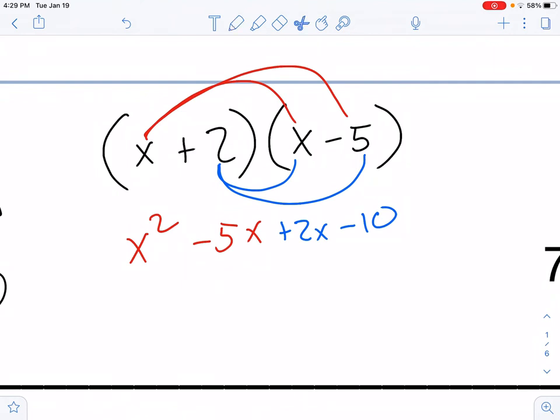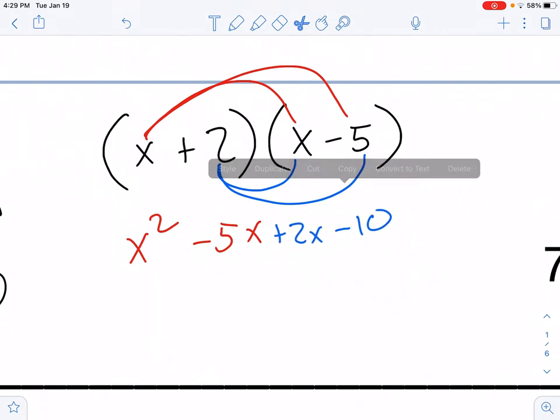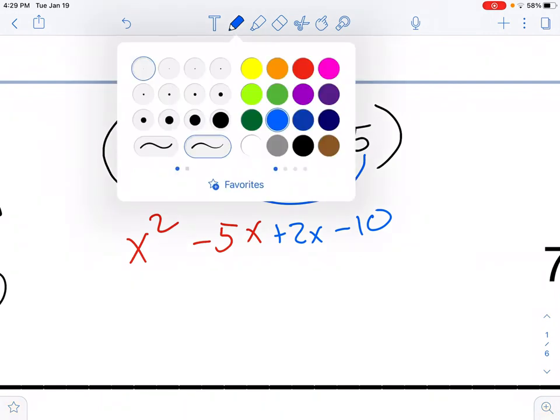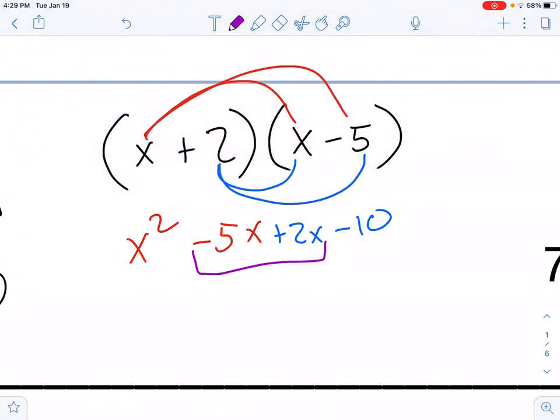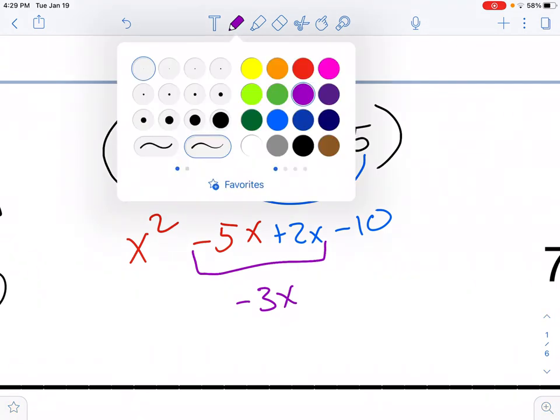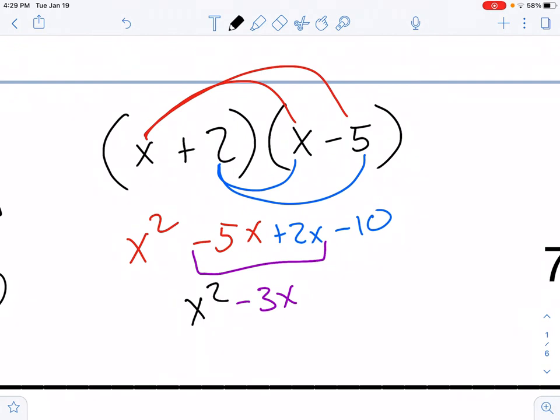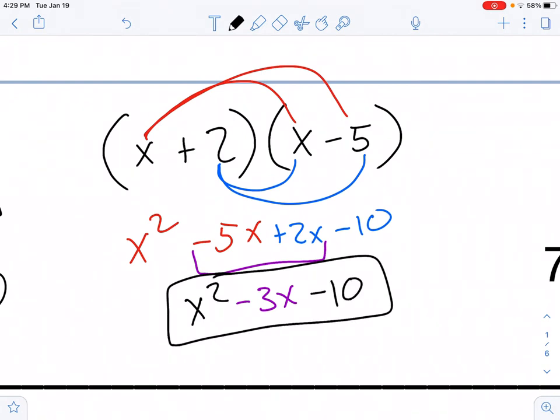And then we would combine our like terms. In fact, I goofed on this one, but I usually stack them, right? I usually write them like this. But even if I write them out like this, it's okay. We combine our like terms, and that makes negative 3x. And then I still have my x squared minus 10, and this would be my answer when I multiply them up.